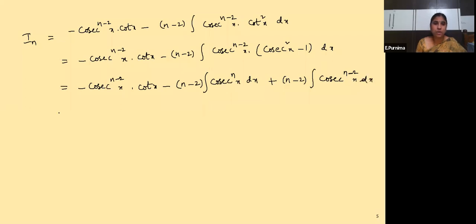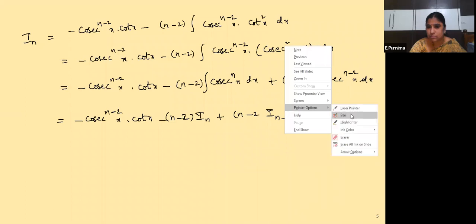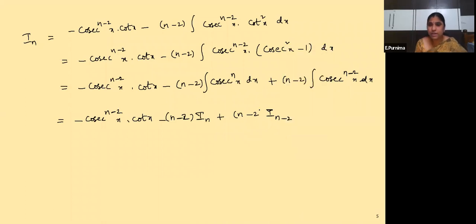Now, which is equal to minus cosecant to the power of n minus 2 x into cot x minus n minus 2 into, what is this? It is nothing but our given sum. It can be written as I n plus n minus 2 into I n minus 2. Clear? So it is written as I n minus 2.